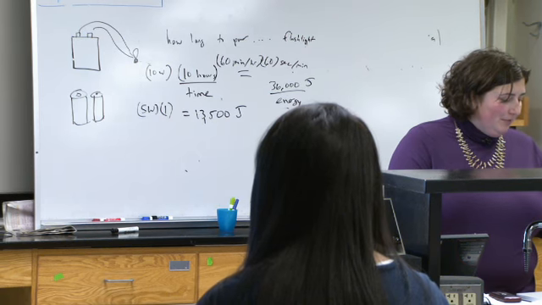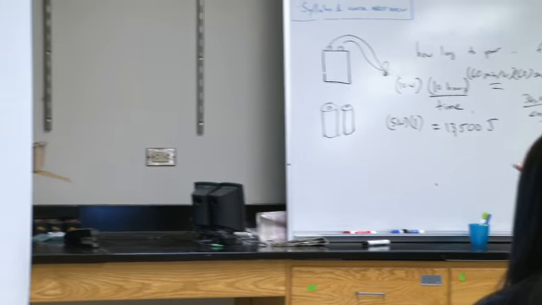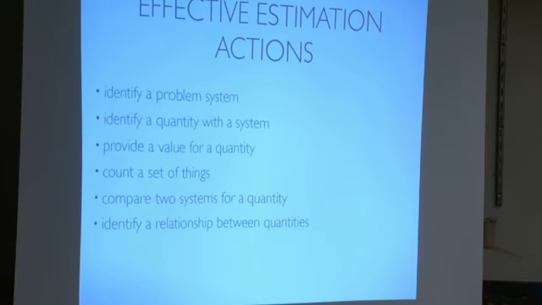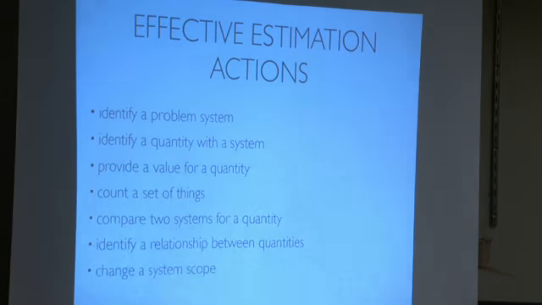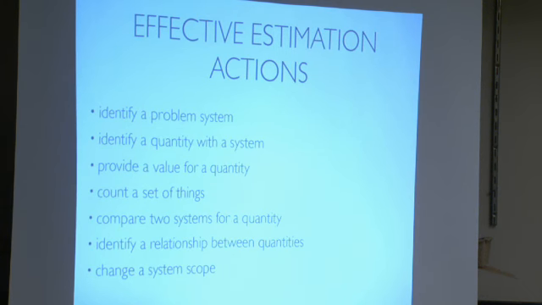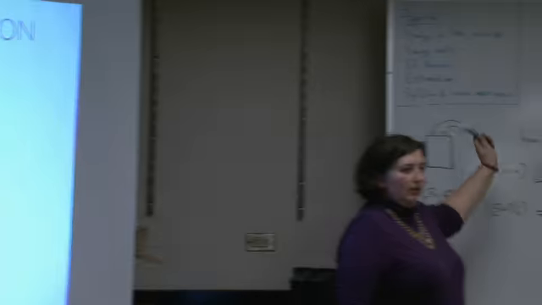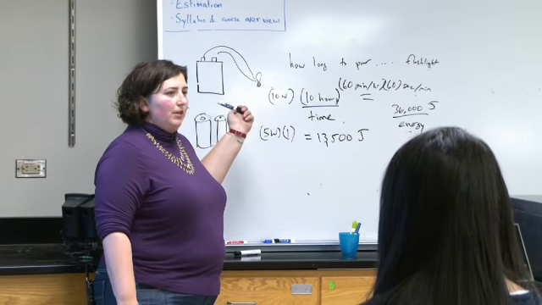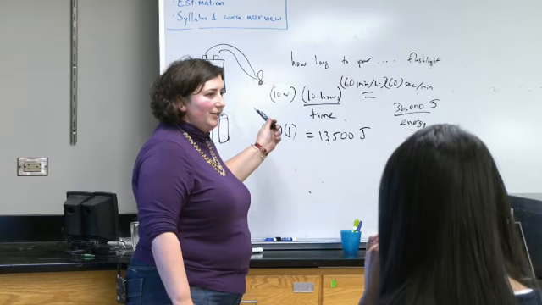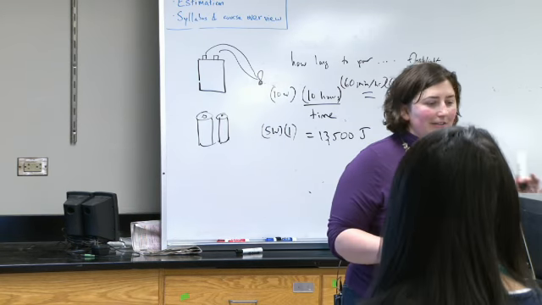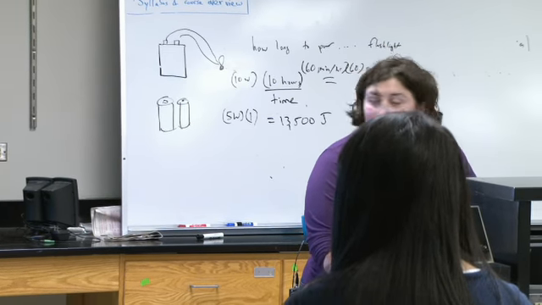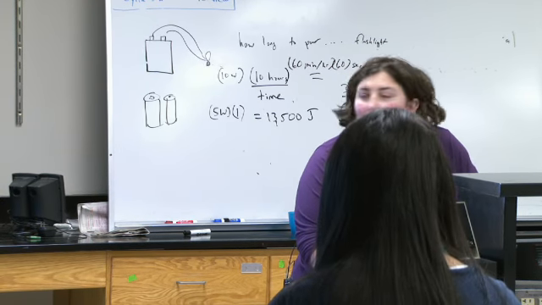Identifying a relationship between quantities. So we did that. Power times rate is the energy. And then we have changing a system scope. So that's what I did, getting from 9 volts to AAs. And identifying a similar system. I guess scope could also be, or a similar system could be thinking about this chemically. Like you could skip all these energy equations, and if you were a chemist and really comfortable with chemistry, you could just figure out the chemical reaction and do it that way. I'm not a chemist, so that's not the way I'm going to pick, but it would be another approach. And then, as I mentioned, practice.